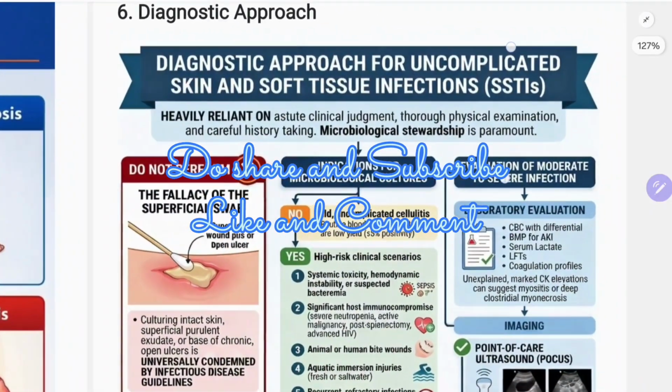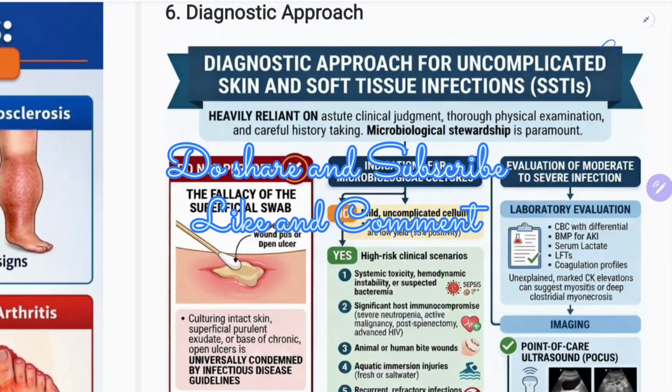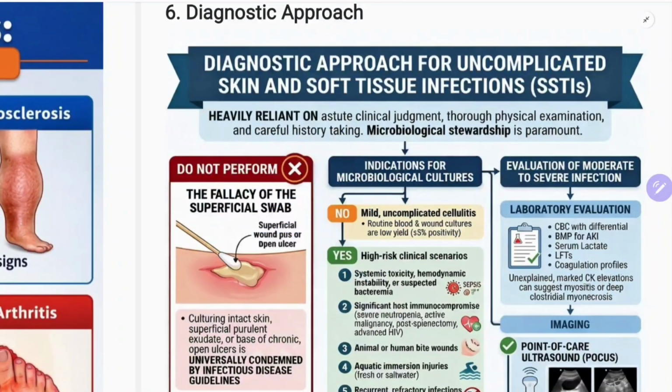So, what would be the diagnostic approach for uncomplicated, remember this word, uncomplicated skin and soft tissue infections? This is heavily reliant on astute clinical judgment, thorough physical examination, and careful history taking. And in that, microbiological stewardship is very important, meaning unnecessary use of antibiotics should not be done, and if necessary, antibiotics should be given. So that should be kept in mind.